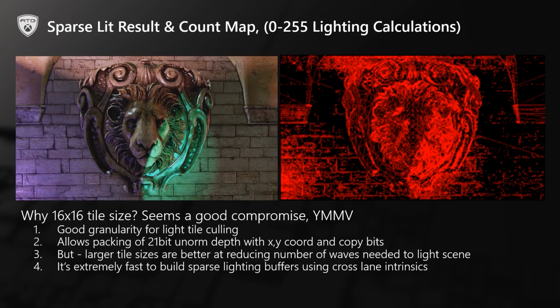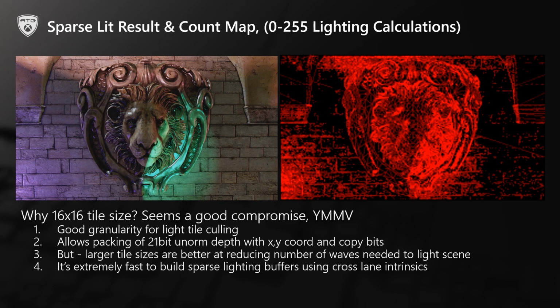So here we have a dragon's head from the sponsor atrium being lit by 3 lights, and on the right we have the count buffer, which tells us how many lighting calculations we need to do per 16 by 16 tile. And we can see that the highest number of calculations comes in where we have some interest in the bottom left from the specular term, or from the green light, which is quite intense, and so on the right hand side of the lion's face. But what we're really interested in, of course, is the really dark regions, the blacks, where we have very few lighting calculations to do. This is where we're going to get the performance win.